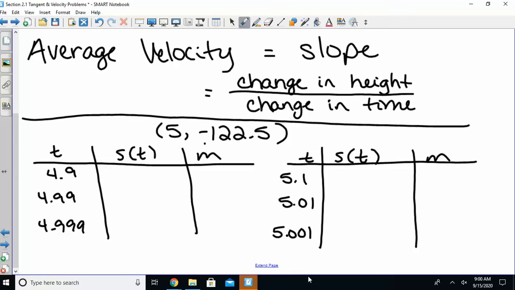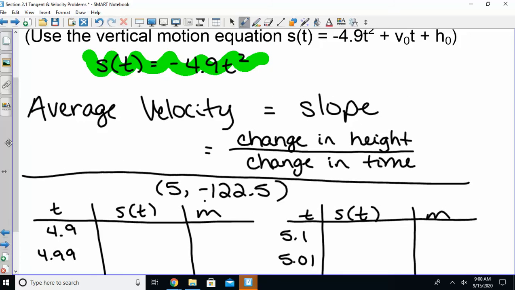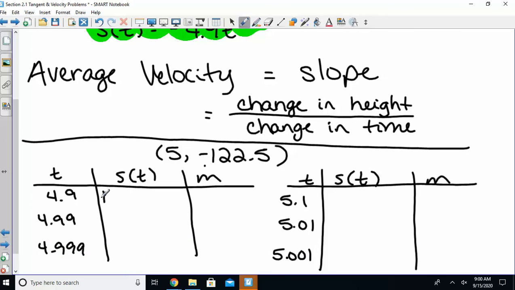Okay, did you understand yesterday what you were doing with these numbers? So you're first going to plug them in to our equation, the negative 4.9t squared. That will give you your y. And then you have to find the slope between these 2 points. Okay, so let's do a couple together. If I put in 4.9, negative 4.9 times 4.9 squared, I get negative 117.649.